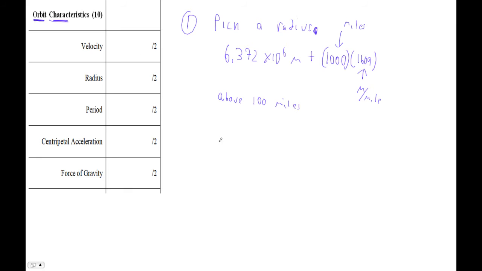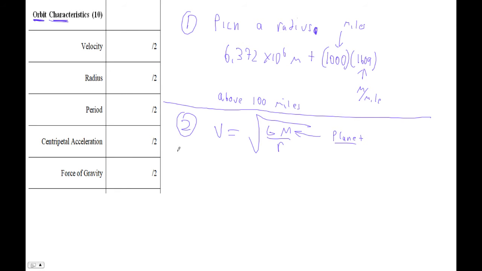Once you've picked your radius, step 2, you can find your velocity. If you don't want to set up the complicated orbit equation, you can just do this: velocity is the square root of GM over r. Now remember, that's the mass of the planet you're orbiting, not the mass of your space station. In this case, your space station is a satellite, and the satellite mass cancels.